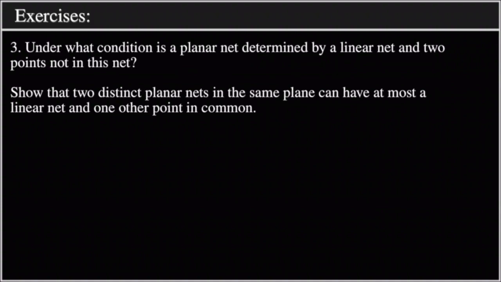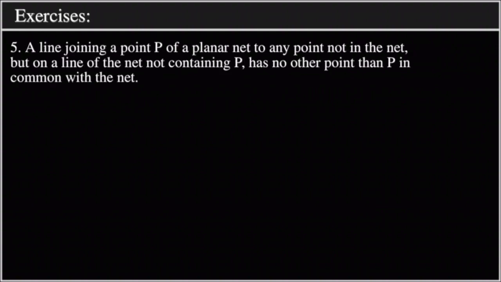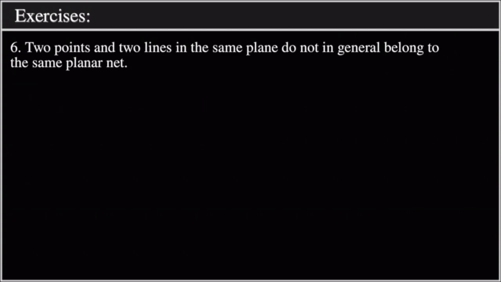point in common. 4. Show that a set of points and lines which is projective with a planar net is a planar net. 5. A line joining a point P of a planar net to any point not in the net but on a line of the net not containing P has no other point than P in common with the net.